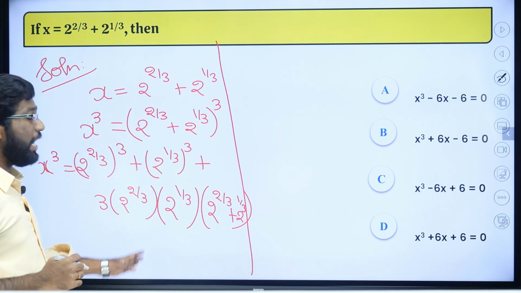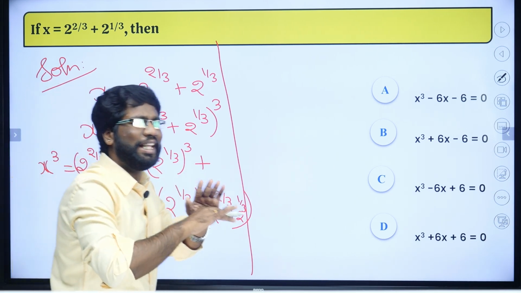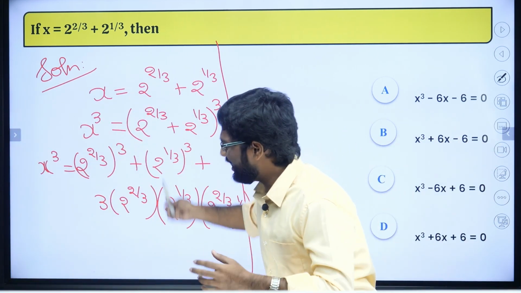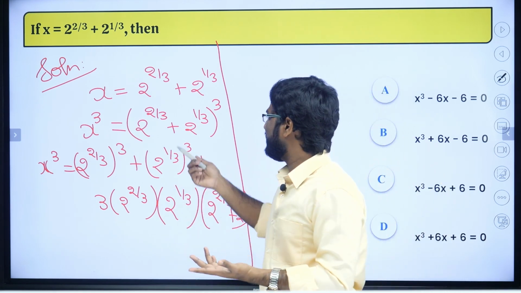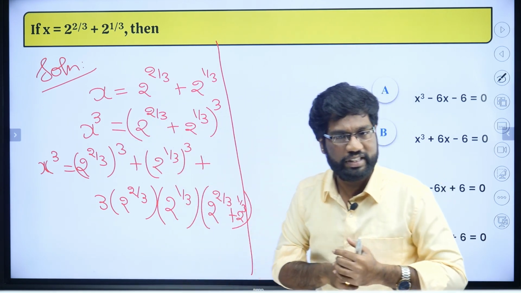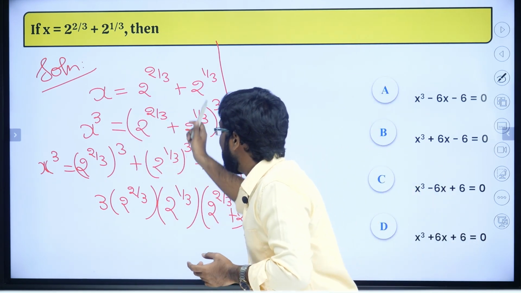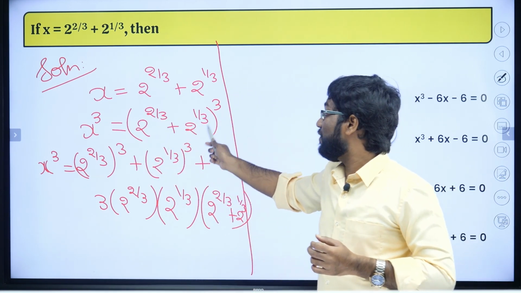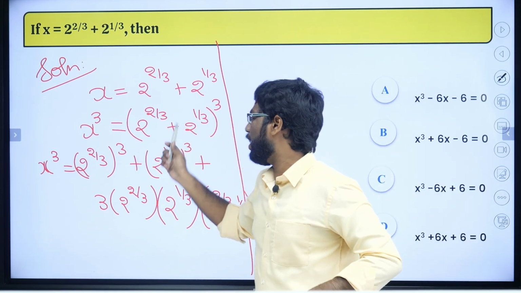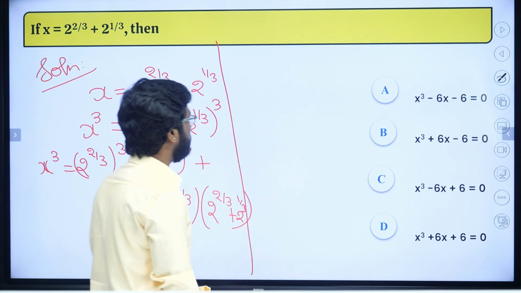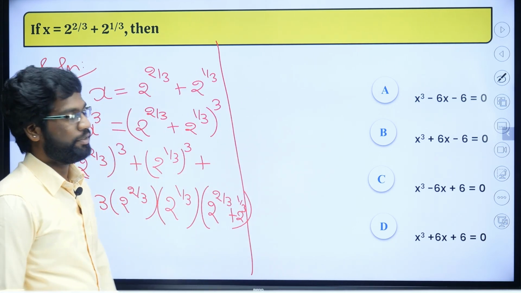I hope you don't have any doubt here, because it's a very easy and normal thing. We have just cubed both sides, and for this part we applied the algebraic identity formula. Now we have to simplify this.